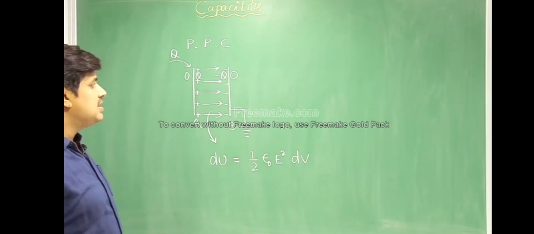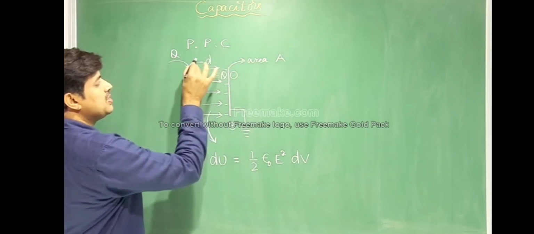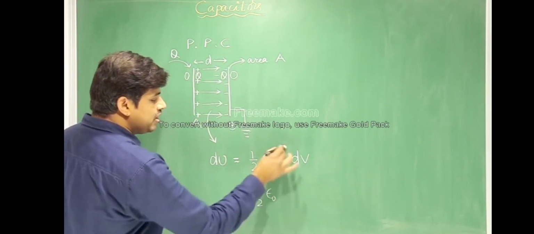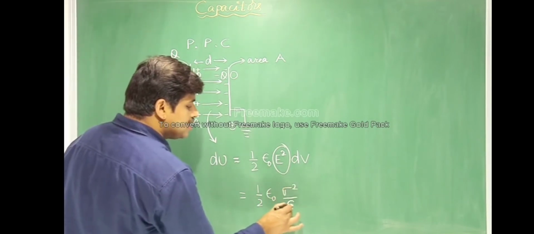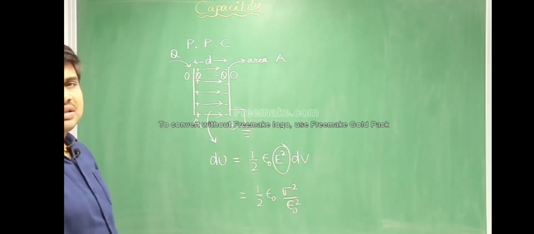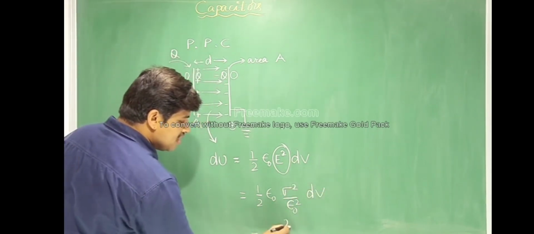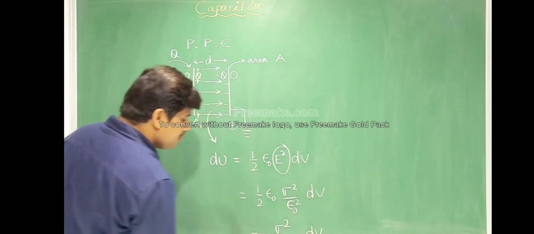Dear students, in the last class I have taken the surface area of the plates as capital A and the separation between the plates as small d. So here it becomes half epsilon naught E square. The electric field between the two plates, as we discussed in the previous class, is E equal to sigma by epsilon naught, so E square is sigma square upon epsilon naught square, into dV. If you simplify this further, it becomes sigma square upon 2 epsilon naught dV. This is nothing but dU.